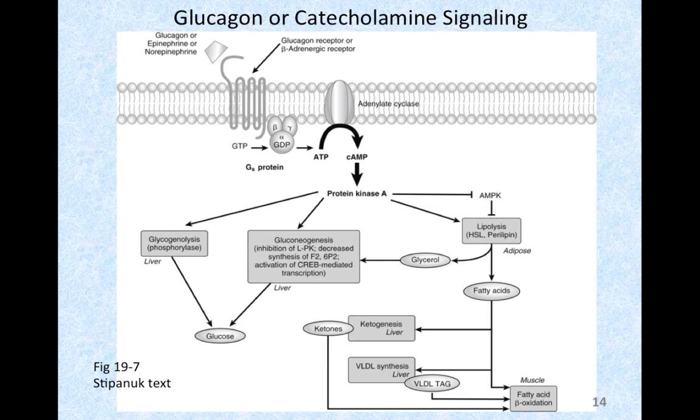Now the opposite. Now when glucagon goes up, as we just saw, this is glucagon or catecholamine signaling. So glucagon is released, it's a peptide released by the pancreas, but we have epinephrine and norepinephrine, which are actually catecholamines. They all can interact with receptors that work by the same mechanism.